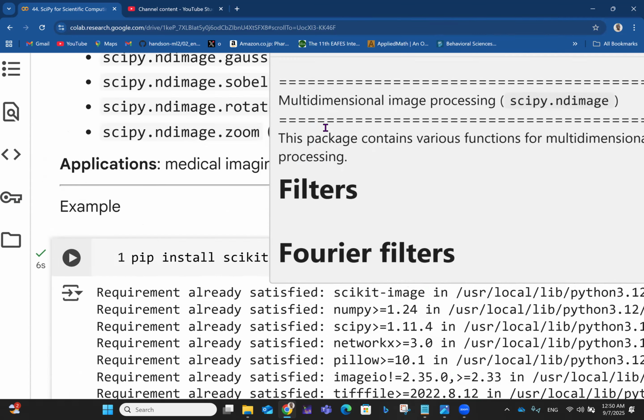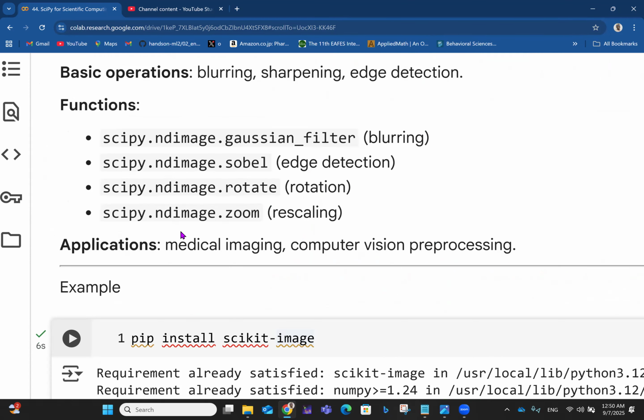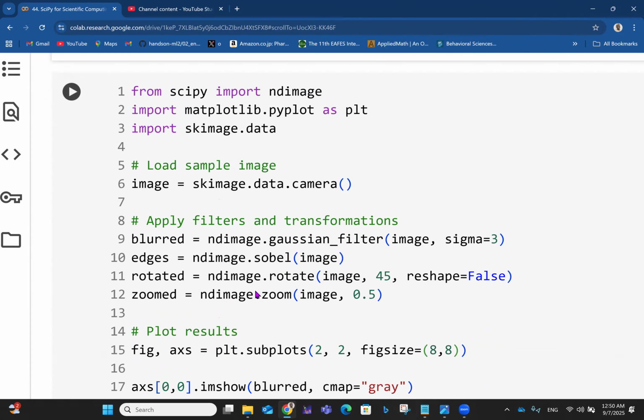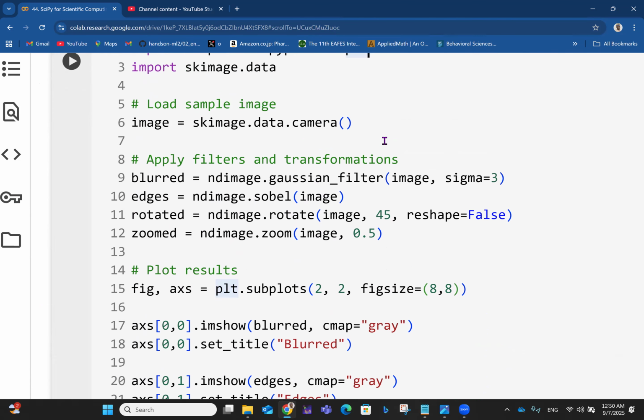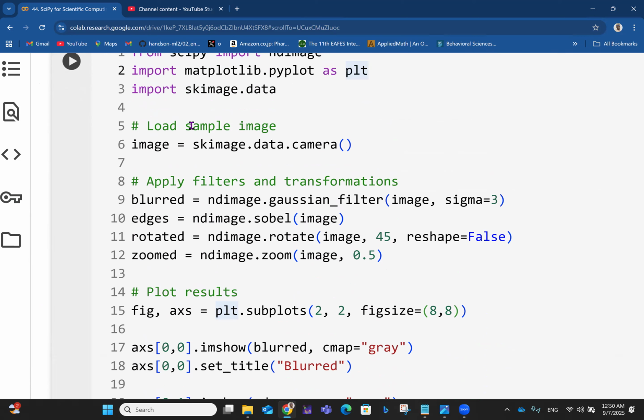So ndimage tells us that with ndimage you can do all of these four things. Then you import skimage.data. From skimage.data you can have a sample image for whatever you need to do. Of course, matplotlib.pyplot is good for plotting and showing the image. Then you load the sample image: image is skimage.data.camera. Then you apply filters and transformations like blurred.